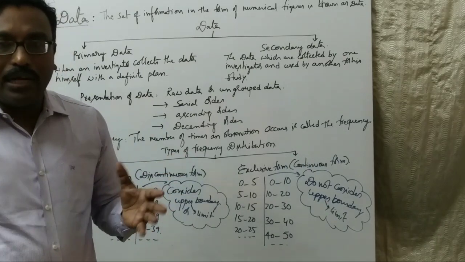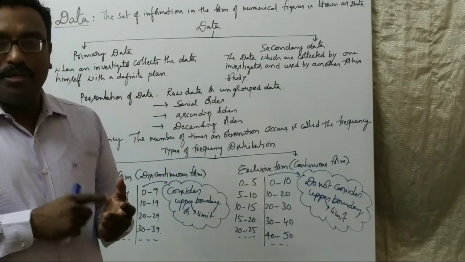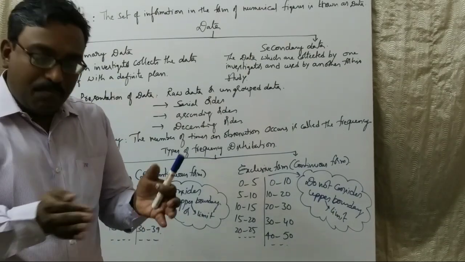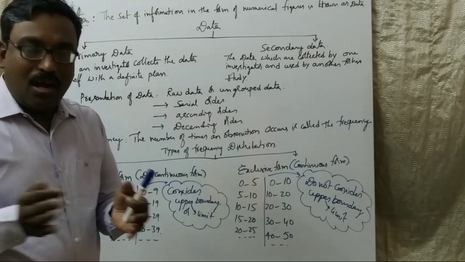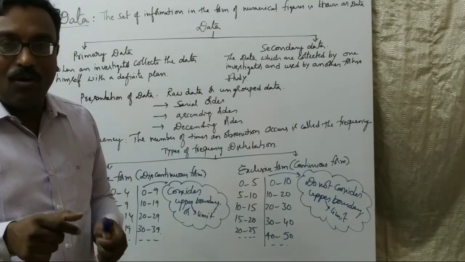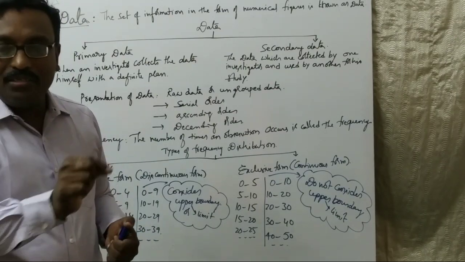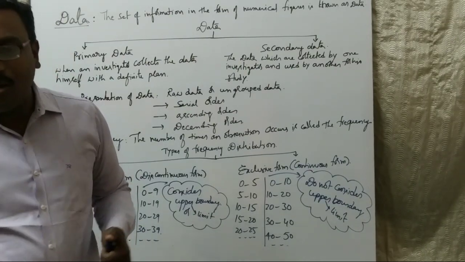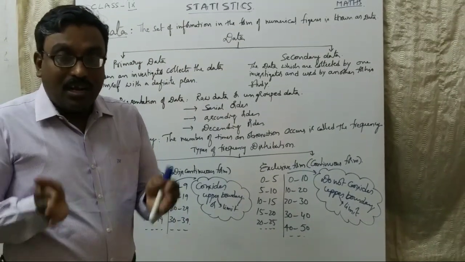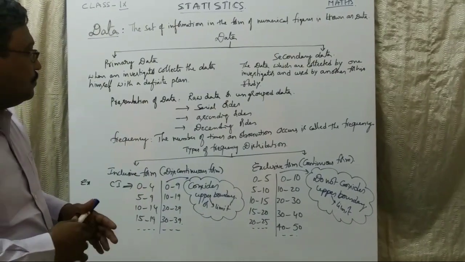Suppose your father bought a basket of fruits, consisting of some apples, oranges, some bananas. Now, you are separating apples, oranges and bananas. You are listing out: apples, 12 are there; bananas, 10 are there; oranges, 20 are there. Like that you are counting. So, that is called the data: converting the information into numerical figures.